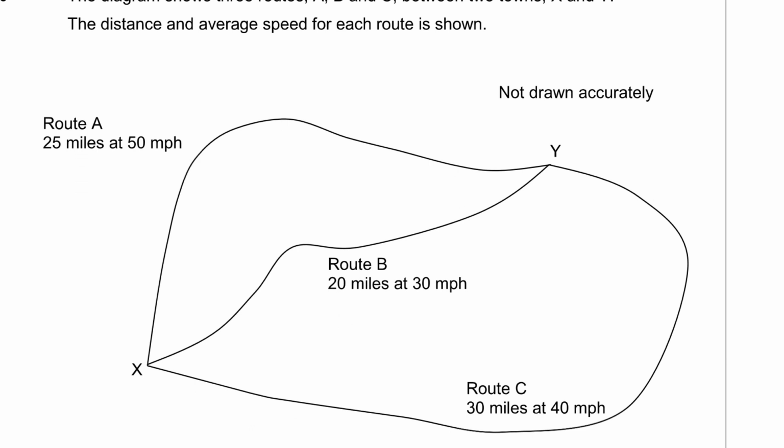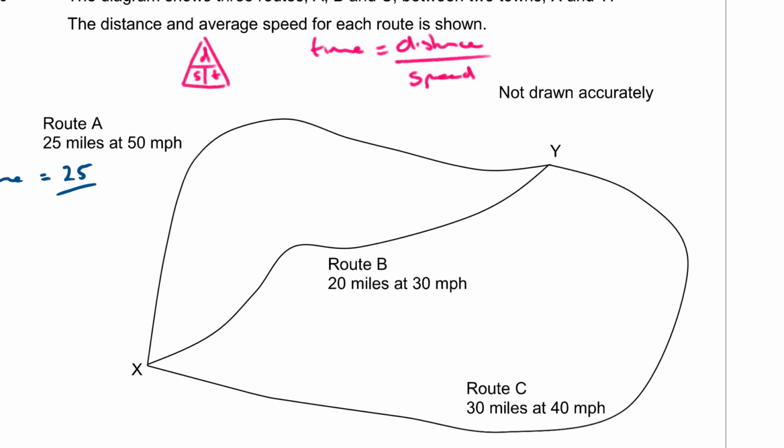So you should remember the relationship between distance, speed and time. I tend to remember them as a DST triangle like that, so I can cover up one bit to work out the others. So covering up the T in the triangle shows me that time is equal to distance divided by speed. So I can now work out time taken for each of these. So for route A, time equals distance, 25, divided by speed, 50. 25 divided by 50 is a half. So that's 0.5, and the units are going to be hours, because I've got miles and miles per hour.